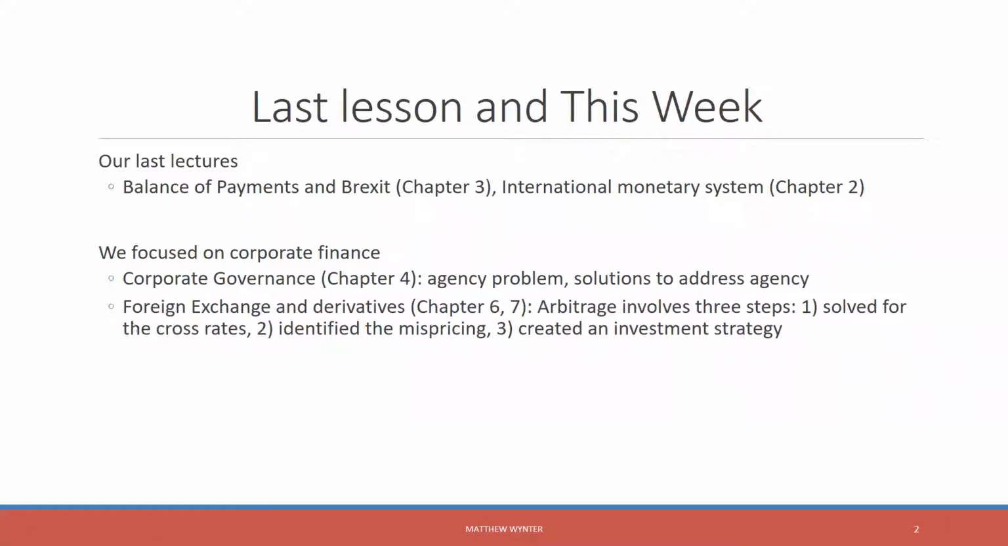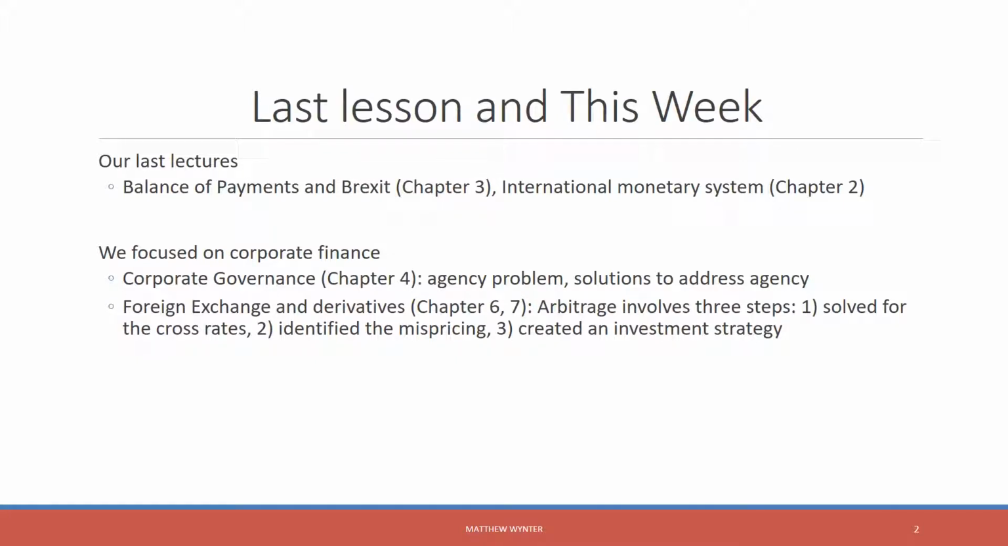Our last lectures have looked at the balance of payments and Brexit. We established the international monetary system, and we also made a shift towards corporate finance. We explored corporate governance and specifically addressed the agency problem, and then looked at how all the different solutions to address the agency problem have their pros and have their cons.